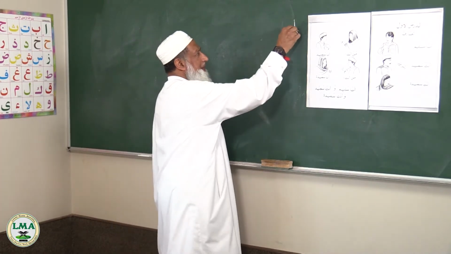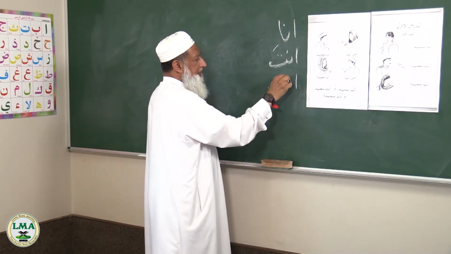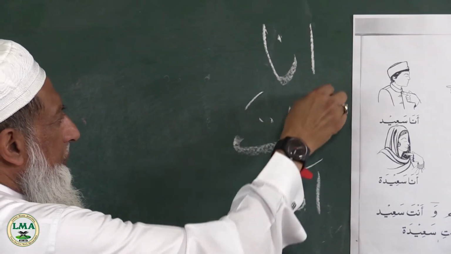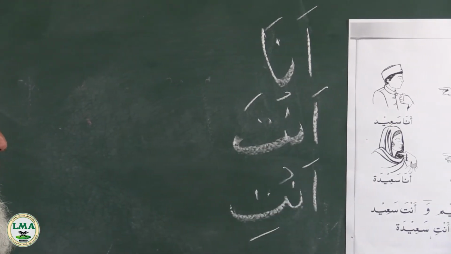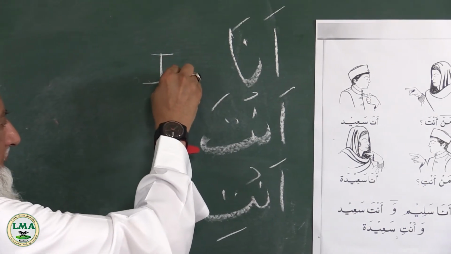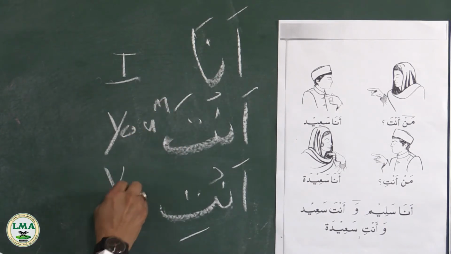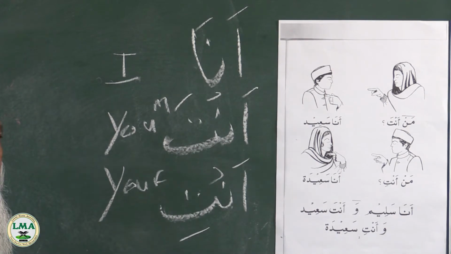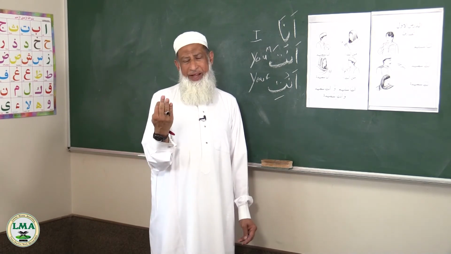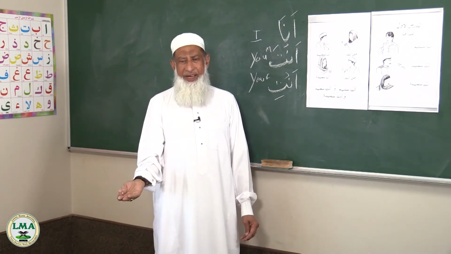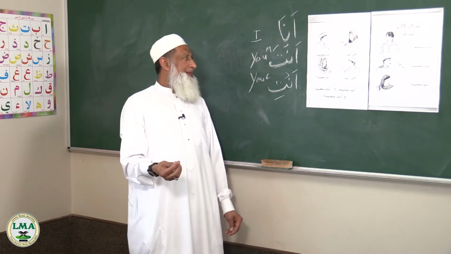So yesterday we learned ana, and then anta, and then anti. Anta for male, anti for female. I'm sure we are quite comfortable with those 3 words. Ana was, as you can see, I. Anta was you for a male, and anti you for a female. If I'm talking to mommy, I'll say anti. If I'm talking to daddy, I'll say anta. If I'm talking to my brother, I'll say anta. If I'm talking to my sister, I'll say anti. Are we okay? I'm sure they must have registered with you.